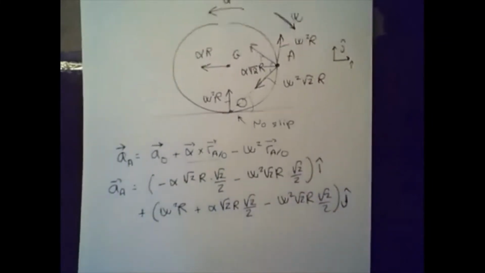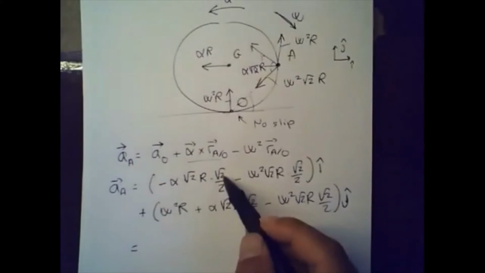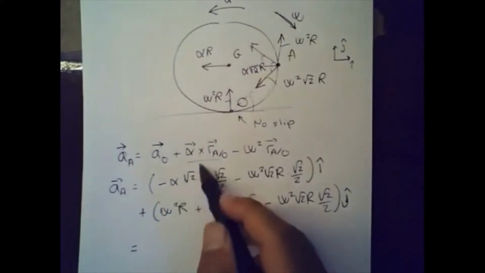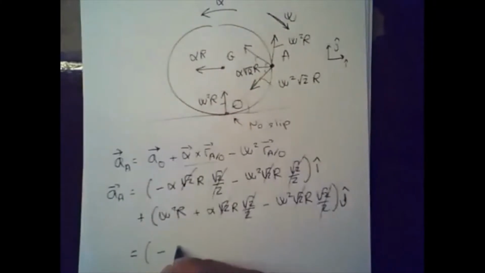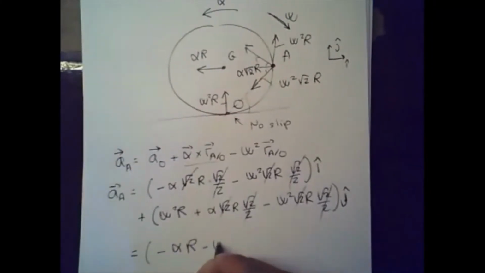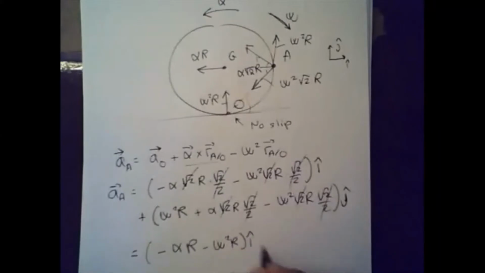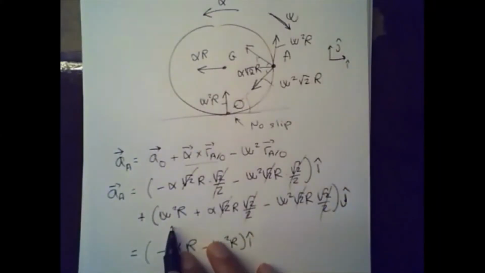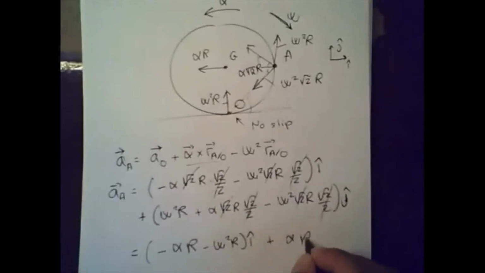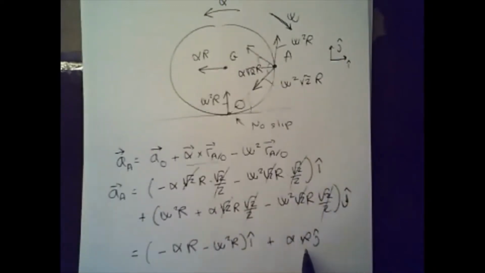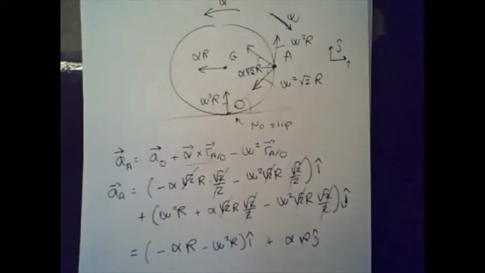So I can rearrange this, and square root of 2 multiplied by square root of 2 will be 2. So this one and this one is actually equal to 1, this one is equal to 1, and that one is equal to 1. So it simplifies very quickly. Minus alpha r minus omega squared r in the I direction, and then in the J direction I have omega squared r minus omega squared r. It will cancel out, so I'm going to end up with alpha r j. So in the J direction I simply have alpha r, and then what I have in the I direction.